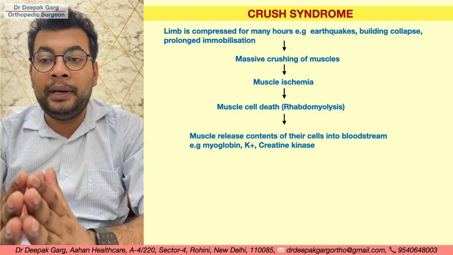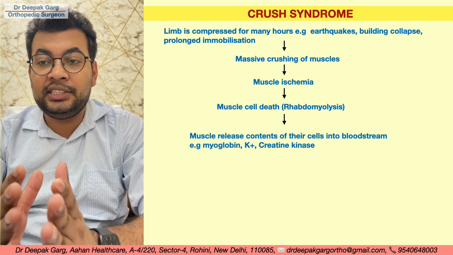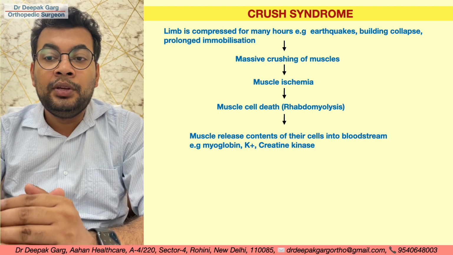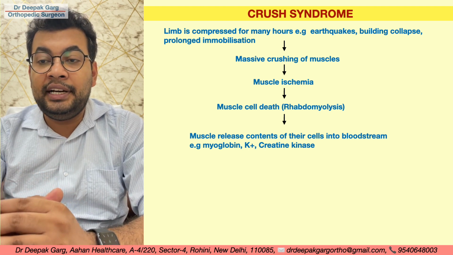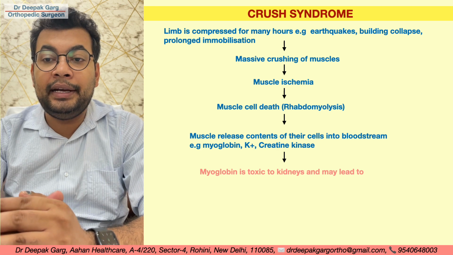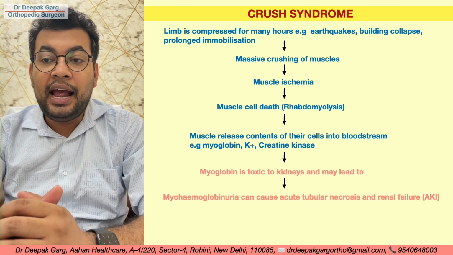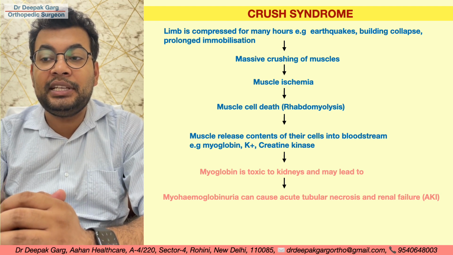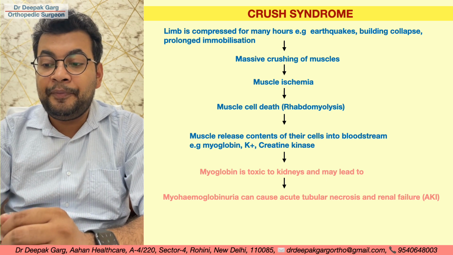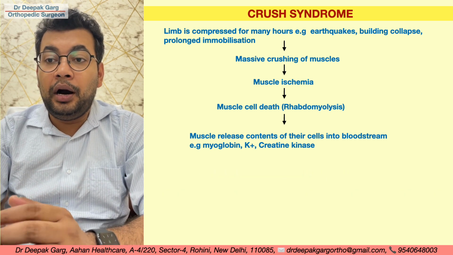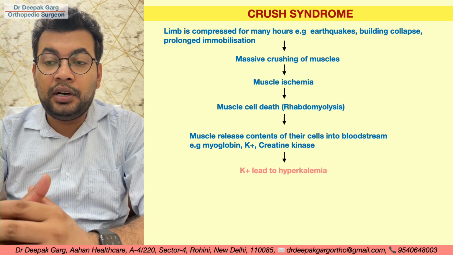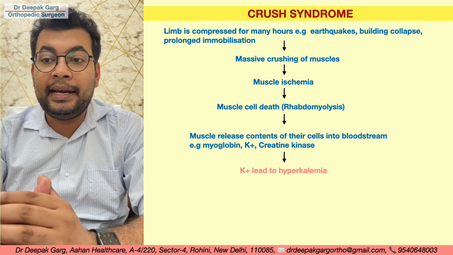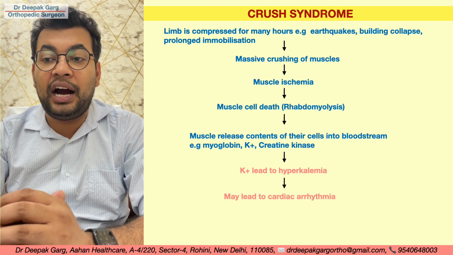For example, myoglobin, potassium, creatine kinase will come out of the cells and into the bloodstream. Myoglobin is very toxic to kidneys and it may lead to myoglobinuria, and it can cause acute tubular necrosis, or renal failure, that means acute kidney injury. So these are all the features of Crush syndrome. If potassium comes out of the intracellular space into the blood, it will lead to hyperkalemia, and it is very toxic to the heart, so it may lead to cardiac arrhythmias.